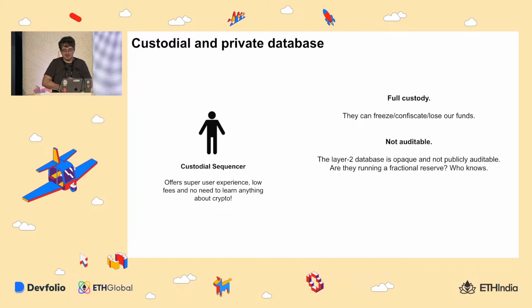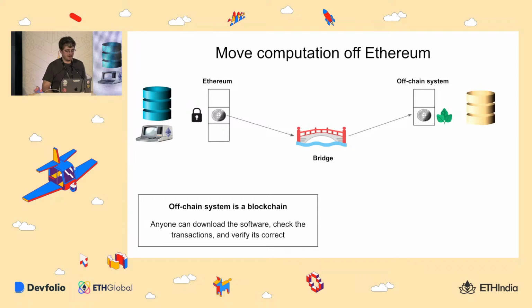I can't even check if they've been audited. There's no way to audit the system to make sure that every transaction processed there was actually correct. We just have to trust the operator to do that. And that sucks. So could you have the off-chain system be a blockchain?